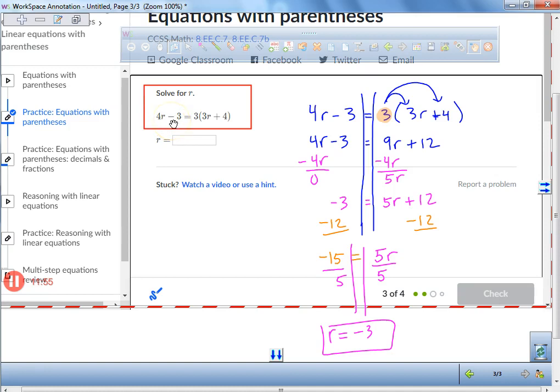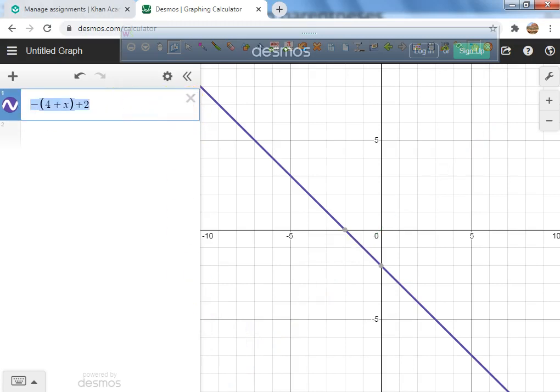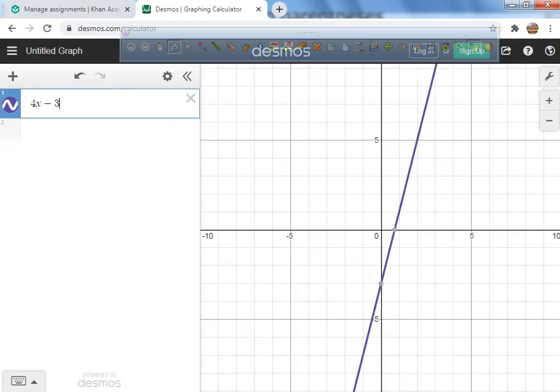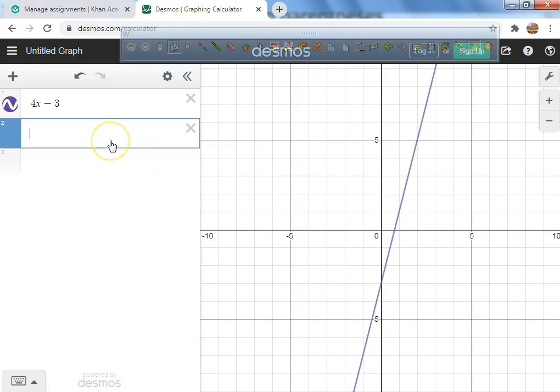In Desmos, type in 4x minus 3 and 1. So I'll go and clear this out, and I will type in 4x minus 3 in one slot. In the other slot, you're going to type in 3 parentheses 3x plus 4.